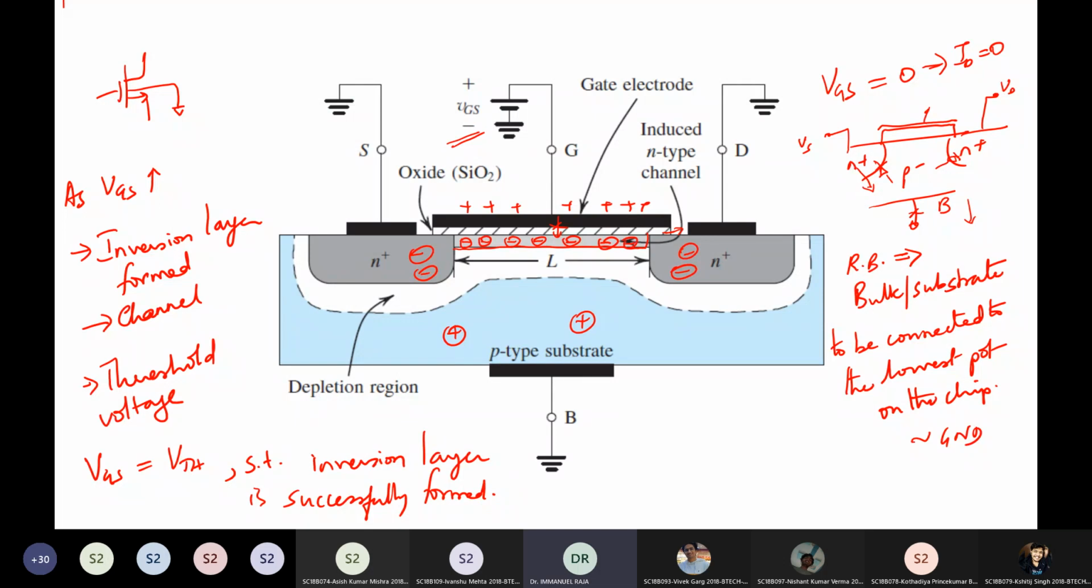Okay. Now that the inversion layer is formed, do you think there will be current flow between the drain and the source? Yes or no? No, sir. There is a potential difference. No. Yeah, why no? Because there is no potential difference between the drain and the source.